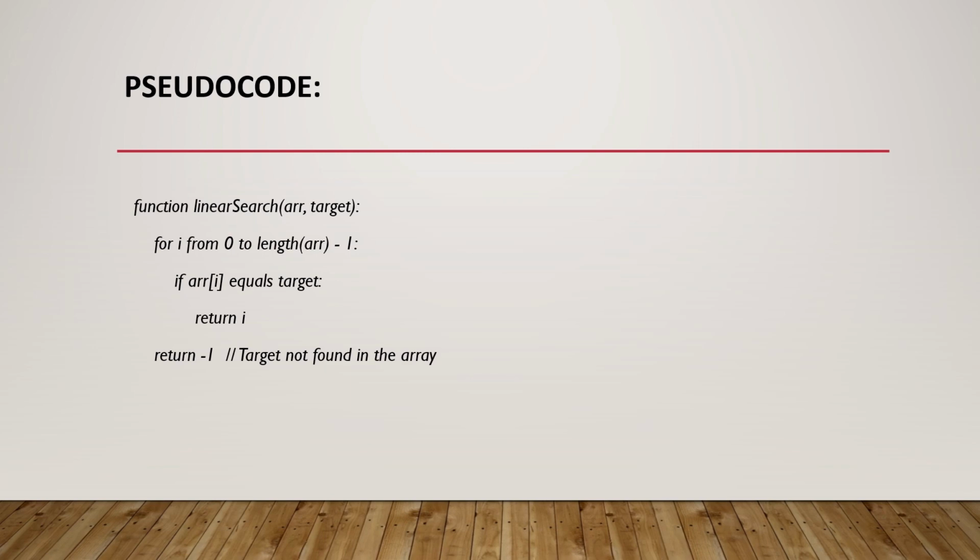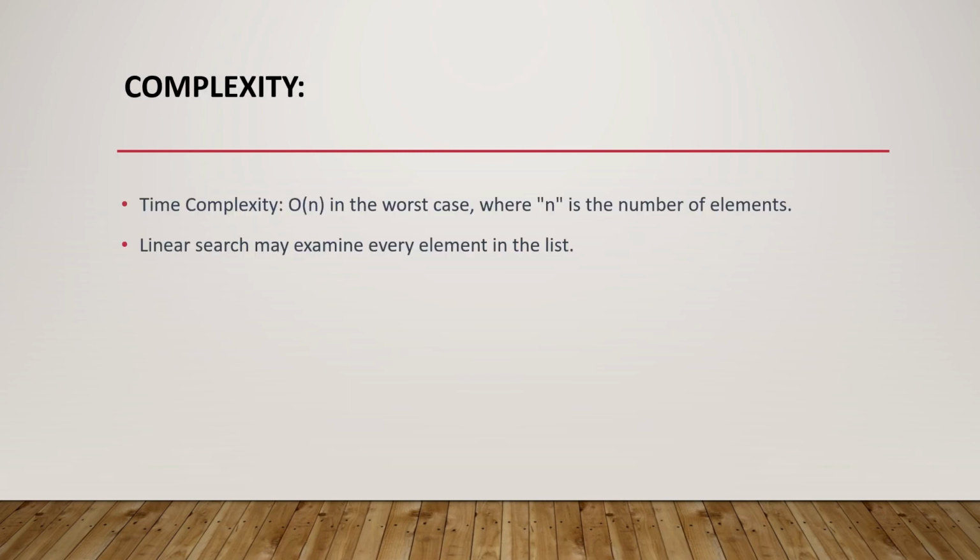Now let's talk about the complexity. The time complexity of the linear search algorithm is order of n, where n is the number of elements in the list. This means that in the worst case, the algorithm needs to examine every element in the list to find the target.